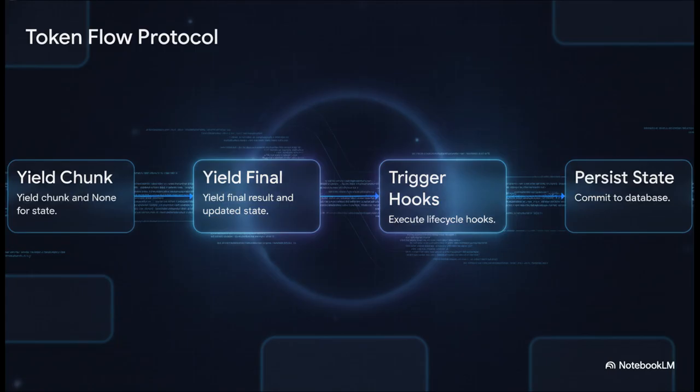It is only on the absolute final yield that the fully accumulated string is passed alongside the newly updated state object, and only then does it trigger the lifecycle hooks and the database commits. It's a really brilliant way to keep everything safe.